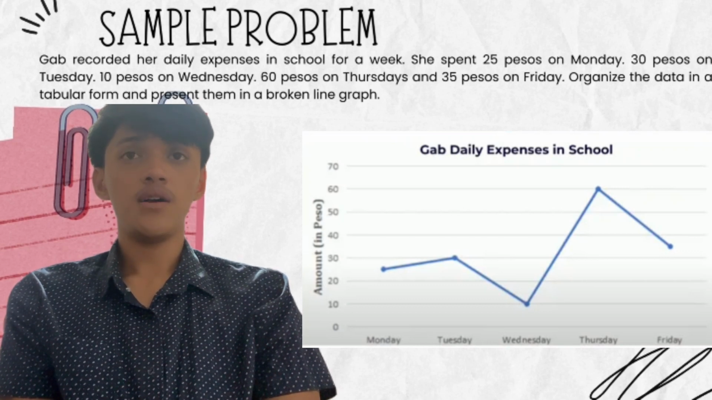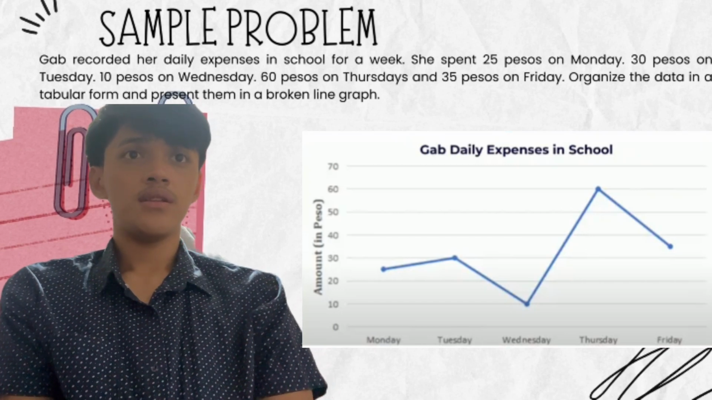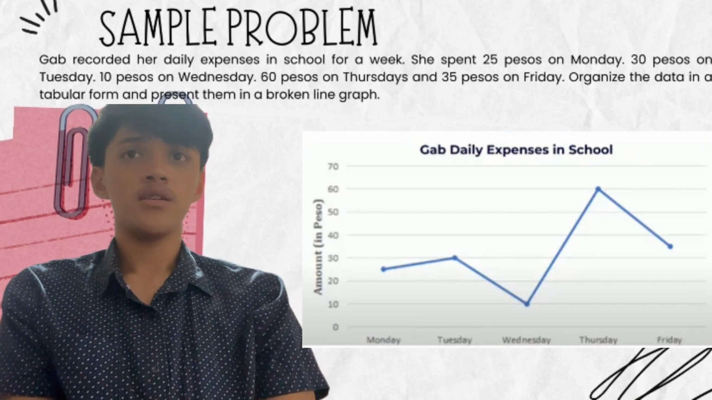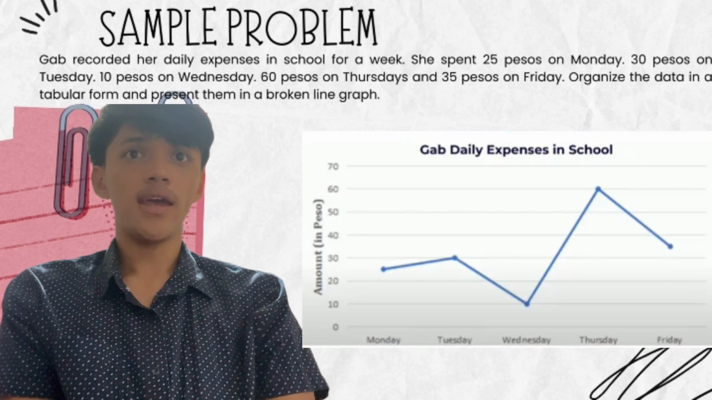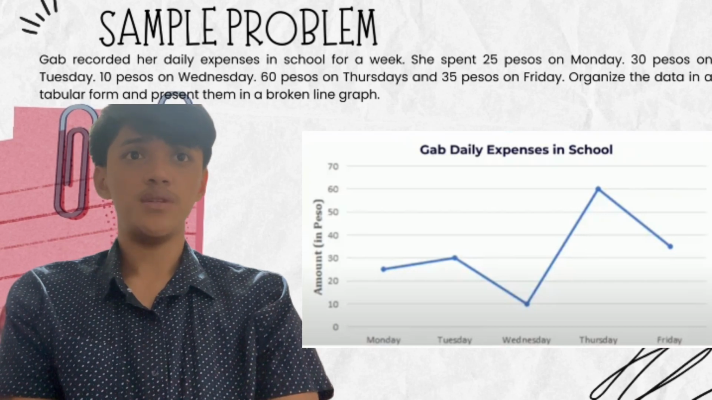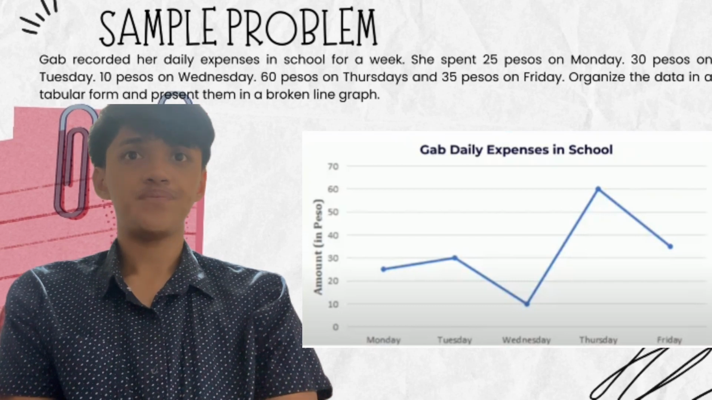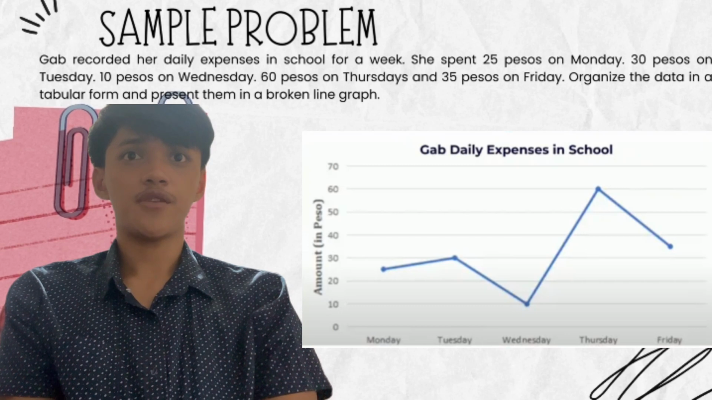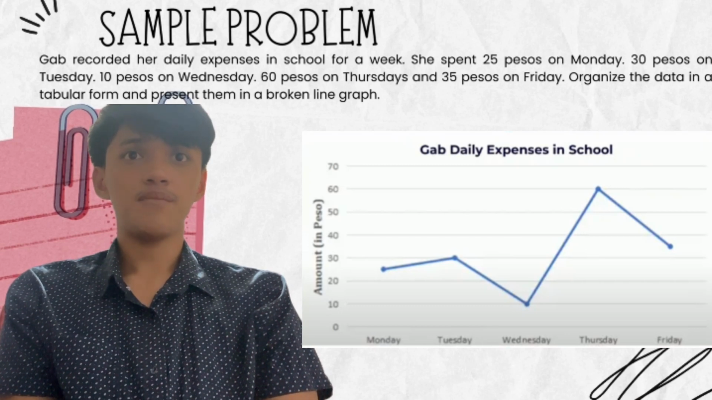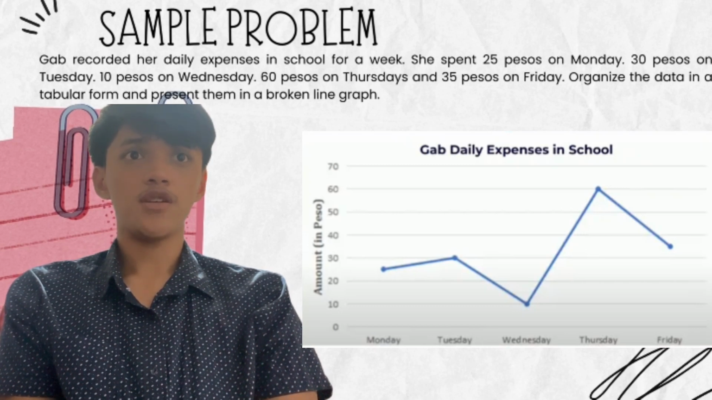How do you construct a broken line graph? Number 1. Draw the lines for the x and y axes. The x-axis would be the days from Monday through Friday. Then the y-axis would be the amount in pesos. When it comes to intervals, it's up to us what intervals we choose to include in this graph.